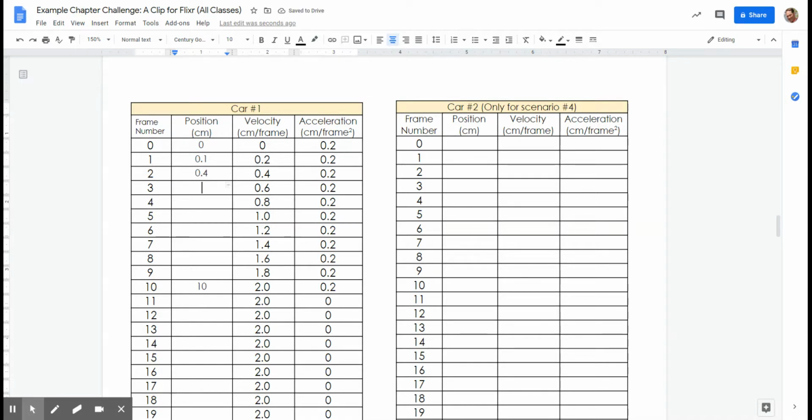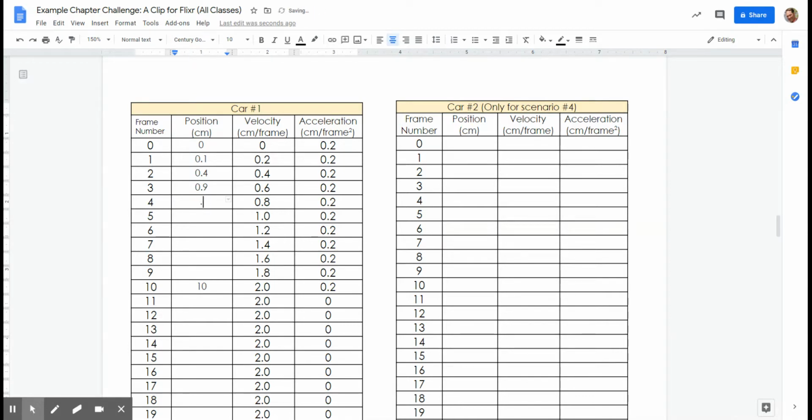So let's keep going the same way. 0.5 times 0.2 times the frame I'm in, quantity squared. Same thing we've done before, where 0.5 times 0.2 is 0.1, and 3 squared is 9, and 9 times 0.1 is nothing more than 0.9. Now you might see a pattern here if you're looking at these, and if you can see it, that's great, because my next one is 1.6. Now how did I get that?